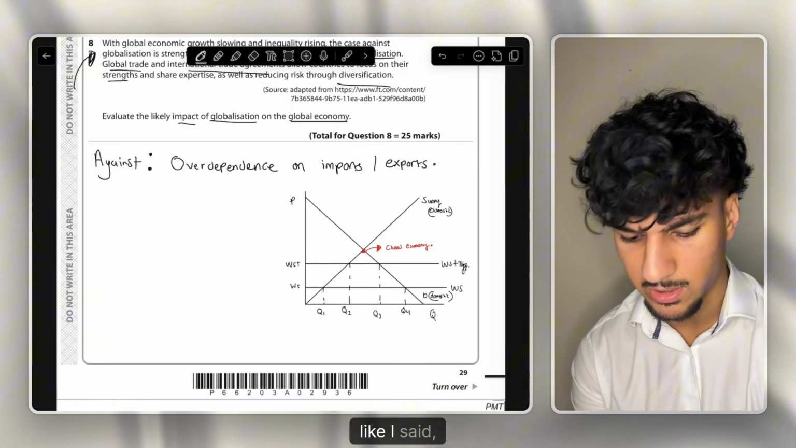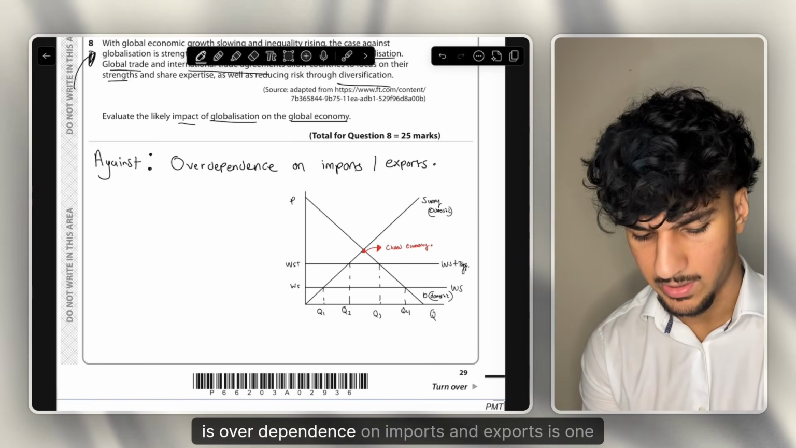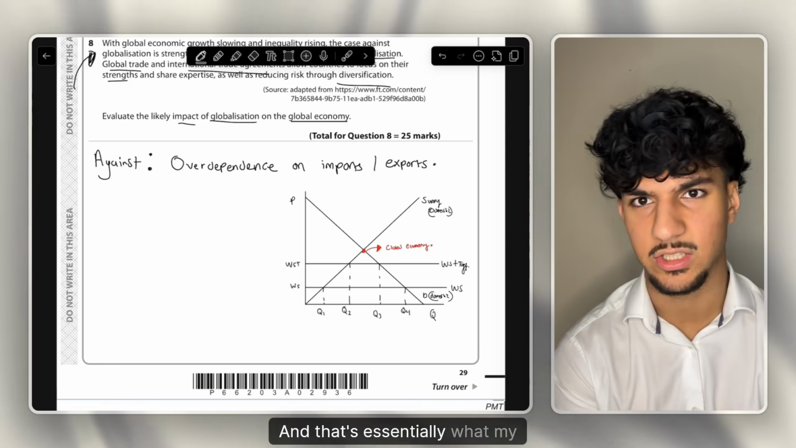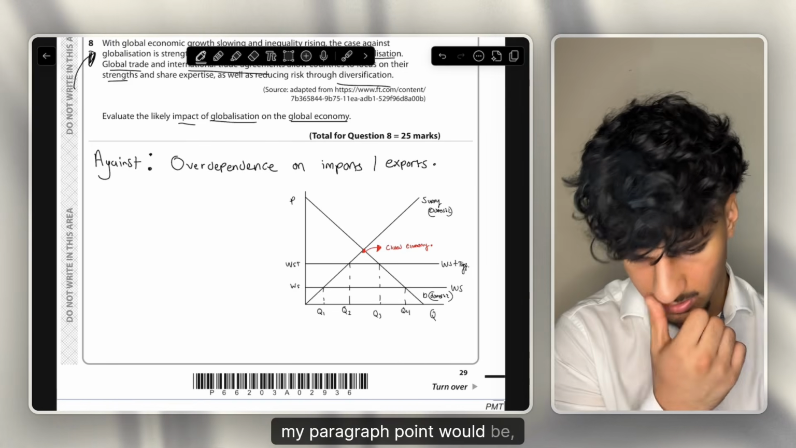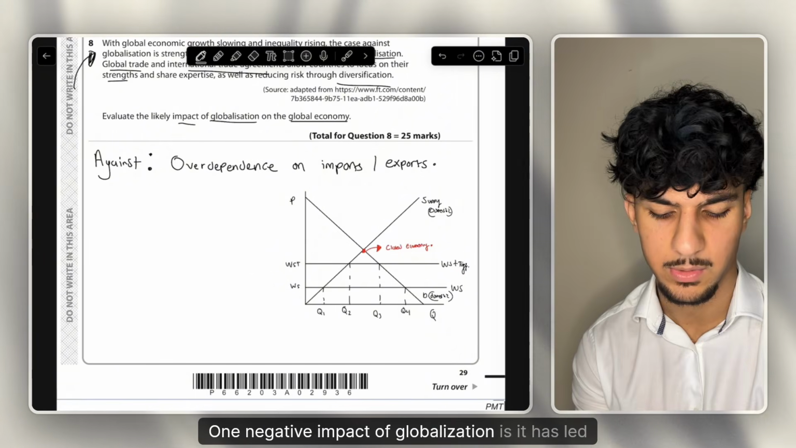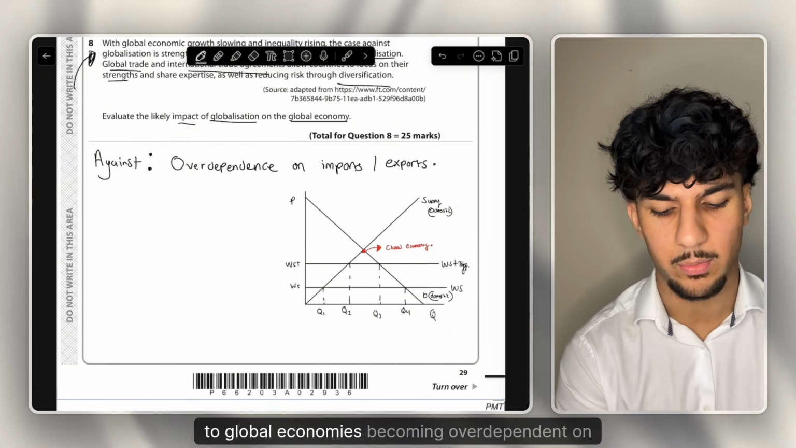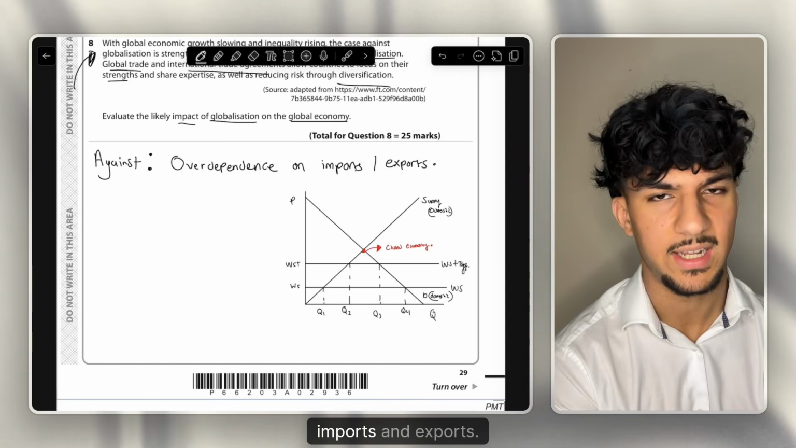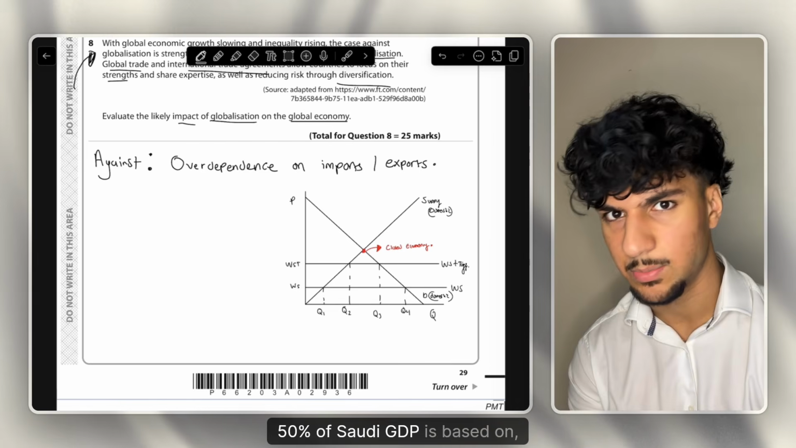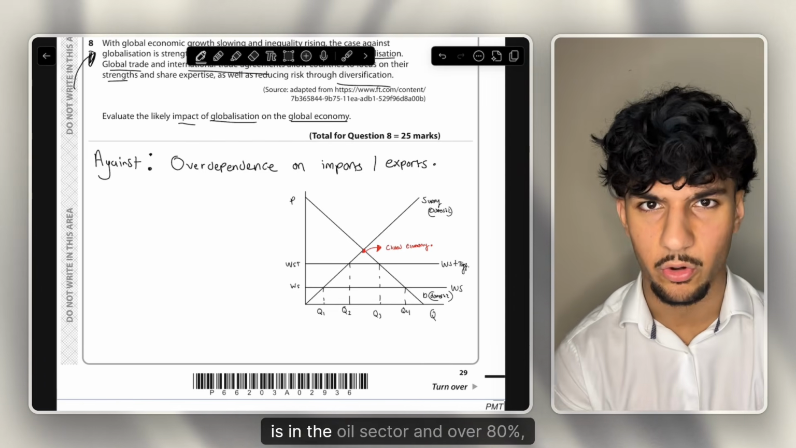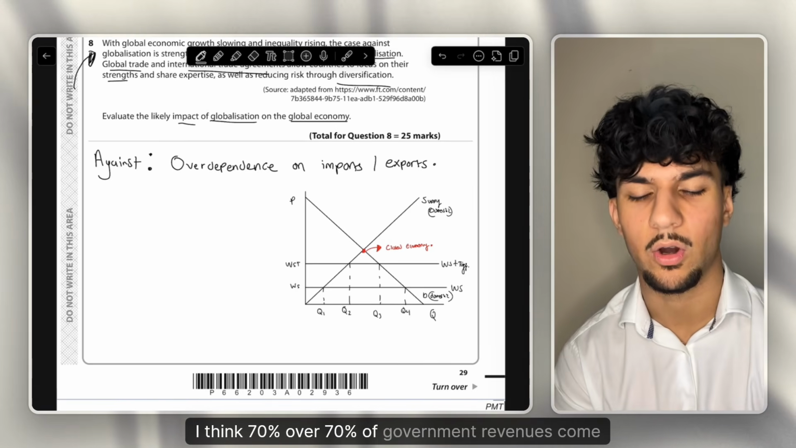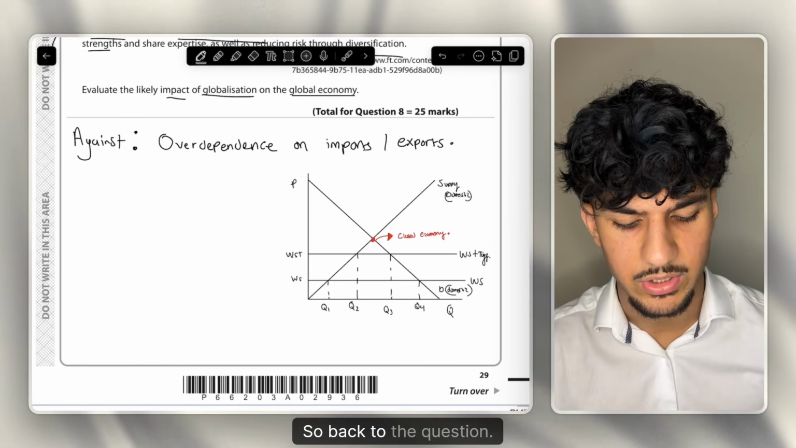Okay, so second paragraph, like I said, the main paragraph point is overdependence on imports and exports is one of the impacts of globalization, and that's essentially what my paragraph point would be. One likely impact of globalization, one negative impact of globalization, is it has led to global economies becoming overdependent on imports and exports. And I would kick it off with the Saudi example. For example, 50% of Saudi GDP is in the oil sector, and over 70% of government revenues come from oil. So back to the question.